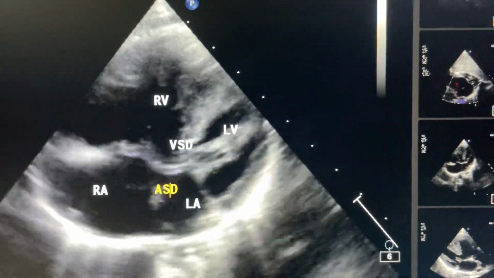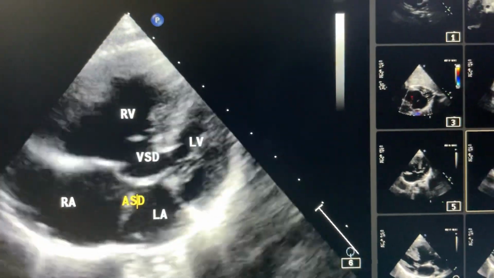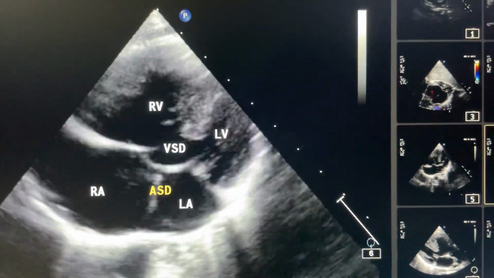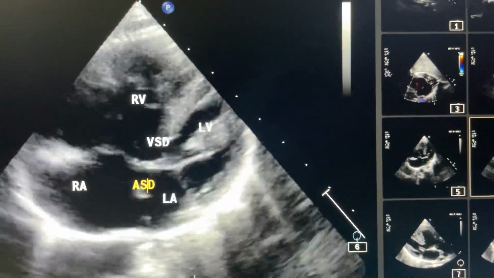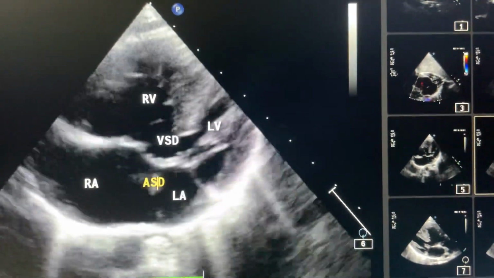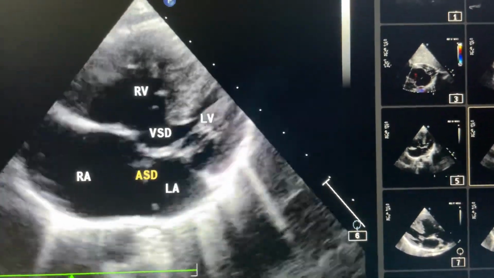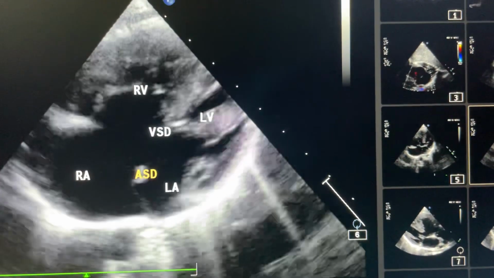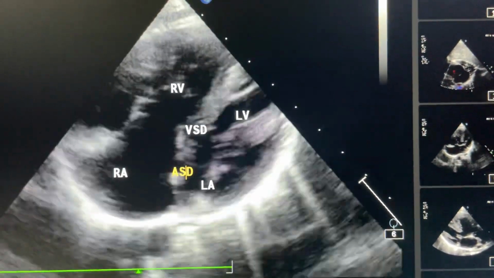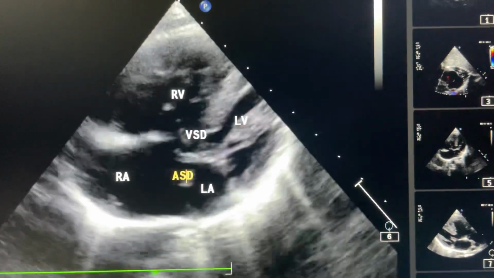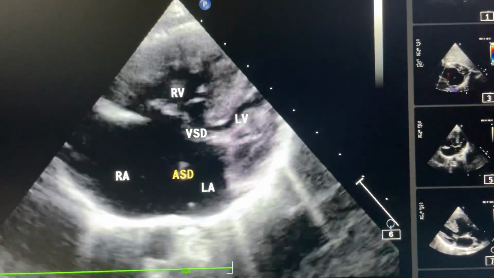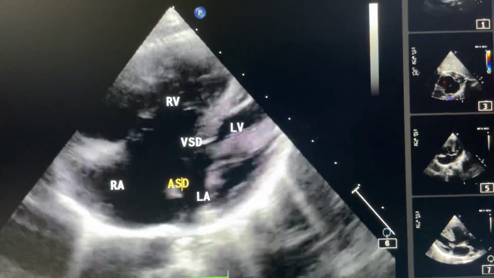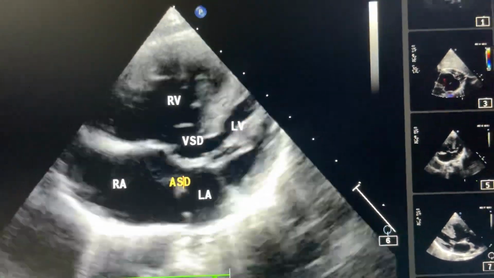This is the case of complete AV septal defect with double outlet right ventricle. Double outlet right ventricle means both aorta and pulmonary artery arise from the right ventricle. That is called double outlet right ventricle.